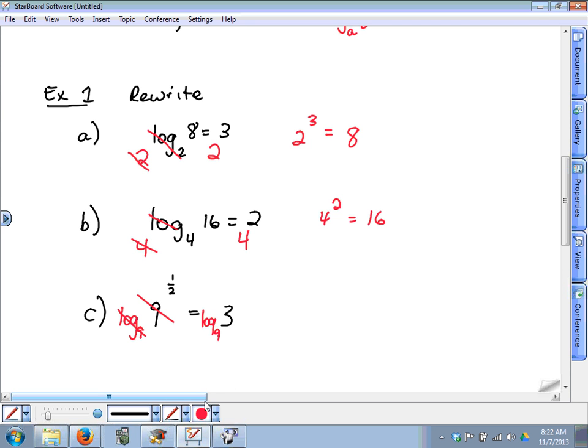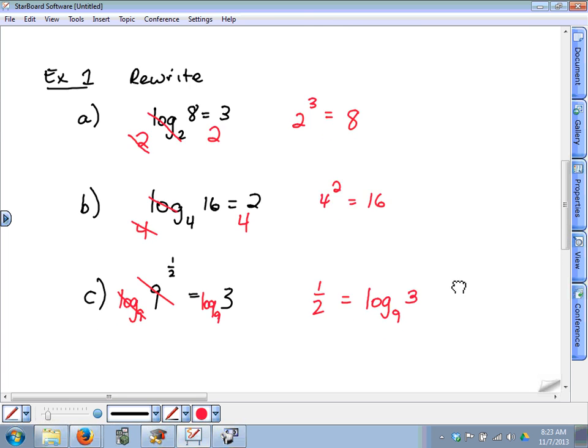Now what you have to understand, everybody look up at the screen for a second. Initially, wasn't this guy that I'm pointing at an exponent? But if the base is gone, is this an exponent any longer? No, this is no longer an exponent. So what you're left with is 1/2 equals what? Log base 9 of 3. Okay? That's how we're rewriting from one form to another.